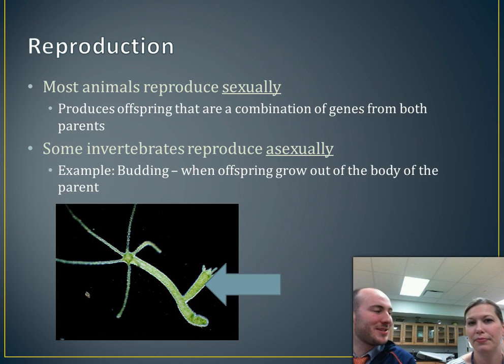Now here's some easier stuff. Hopefully students know these. The difference between sexual and asexual reproduction. So most animals reproduce sexually. There are some invertebrates that reproduce asexually. One such example is hydras and some sponges. They can actually do what's called budding. And what that is, you grow another organism out of your own body.